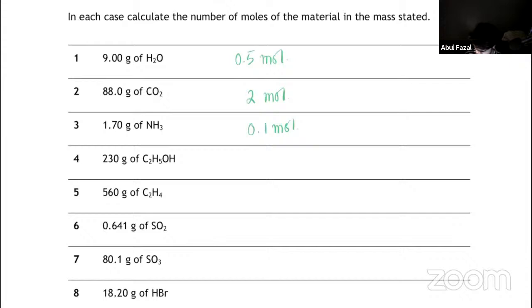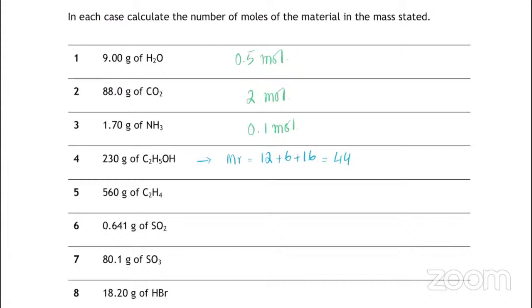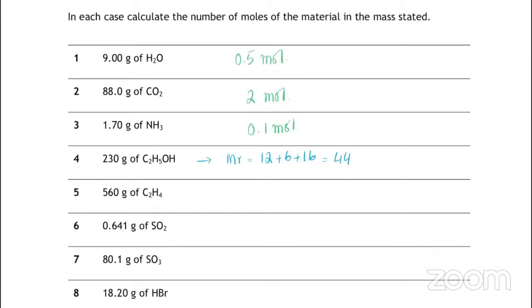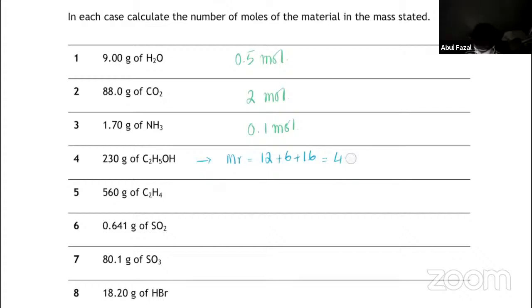Let's get some prettier colors. The MR is 12 plus 6 plus 16. And what is that? 44? No. Is that 44? 46. 46? Thank you. No, it's not 46, is it? Sir, it's 34. It's not. Arey yaar, it's 44.